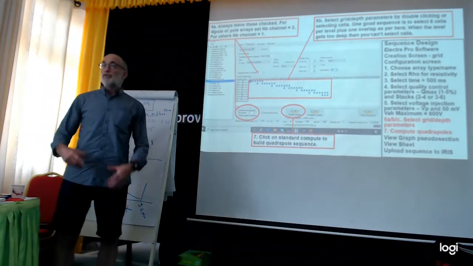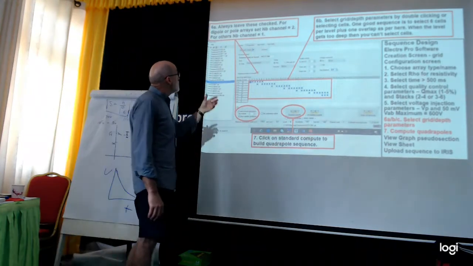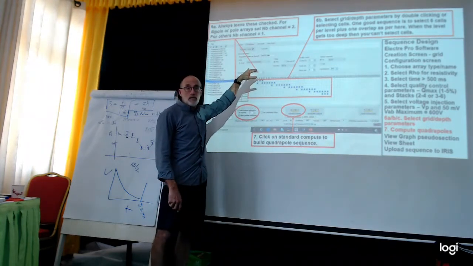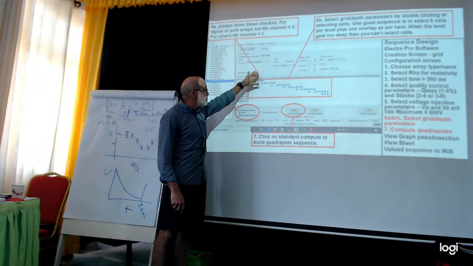So then you build your sequence. And for our Wenner-Schlumberger, we would always have these numbers as 1.